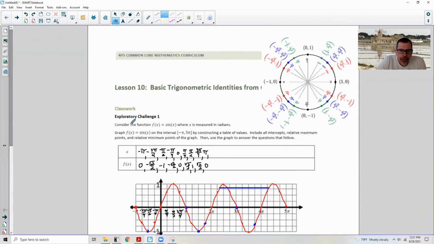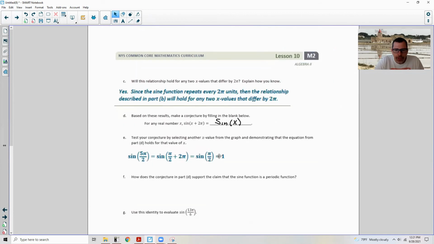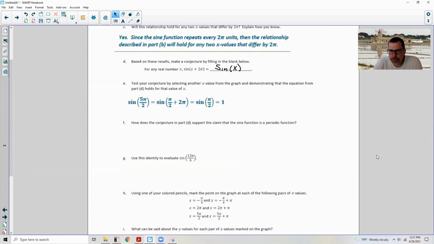So if I go here, the sine of pi over 2 is right here, and the sine of 5 pi over 2, which is 2 pi over 2, 3 pi over 2, 4 pi over 2, 5 pi over 2, is right here. So then if I take my segment that I drew that's 2 pi long, then as you can see, the values are equal. They're both 1. So that's what this says here. F, how does the conjecture in part D support the claim that the sine function is a periodic function?